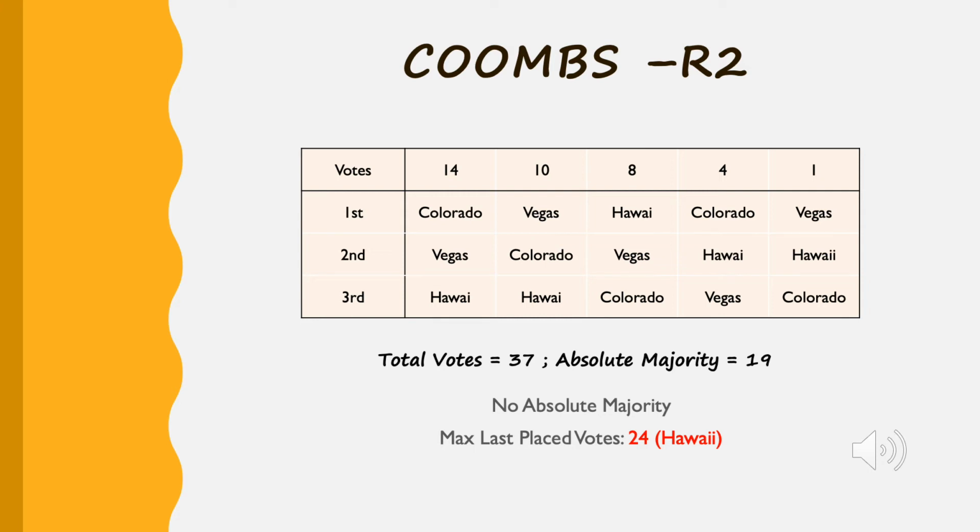So now that Alaska is eliminated, we will conduct the process all over again. We'll check if there is an absolute majority. So we have Colorado with the highest first place votes at 18, which is less than the absolute majority. So we would go ahead with the Coombs rule, which says that we'll eliminate the highest last place votes. And in this case, it seems to be Hawaii. Hawaii has 24 last place votes. I'm sure that the president would not be happy about this.